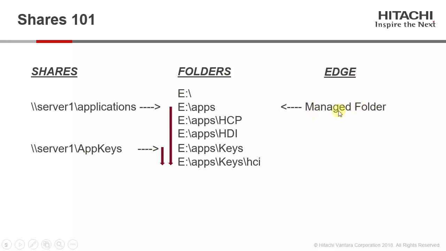Edge is going to monitor or manage a folder we selected, apps, and thereby monitor or manage the folders beneath it. I wanted to point this out because sometimes we think we're managing shares, but we're not. We're really managing folders. This is important if we're trying to manage a server that has shares out there for applications and we want to manage it, but we could also manage a folder that is not shared. Perhaps there's an application running on this server, the folder is not shared, we can manage it or monitor it via Edge.